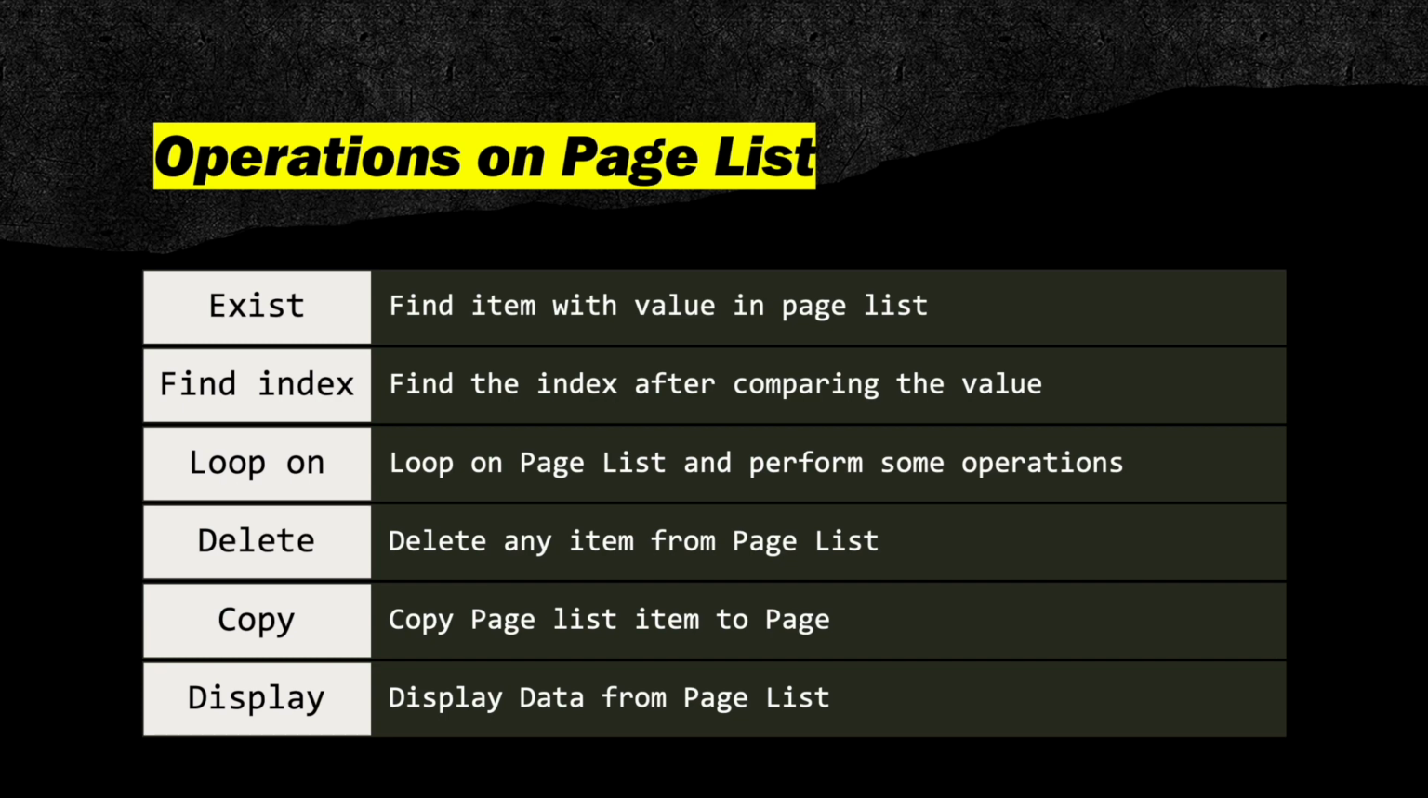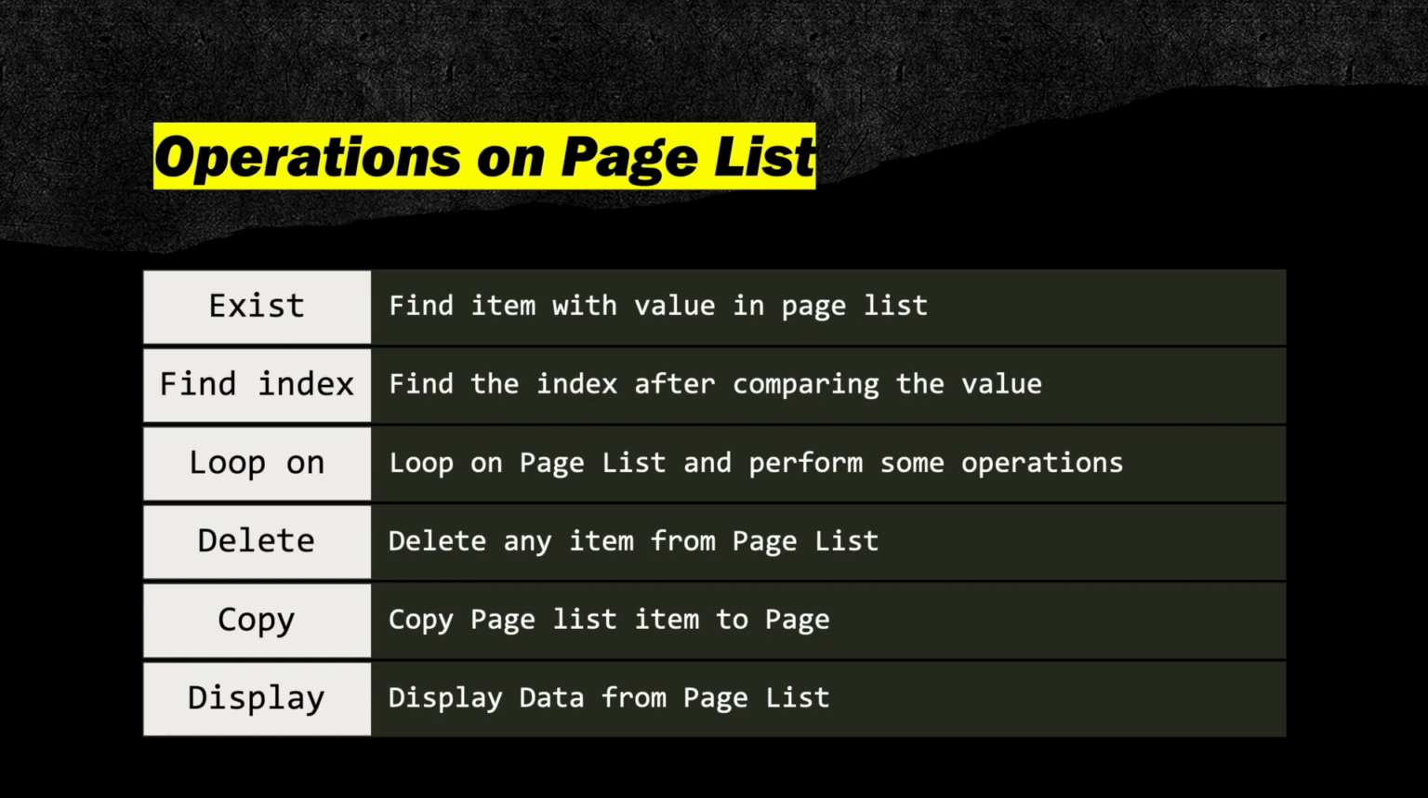Next is find index, which is very similar to exist. Exist returns a boolean value saying whether that employee ID is there or not, and find index will return the index at which it is there. Let's say your colleague is at the 7th index in that page list, it will return 7. But if he is not there at all, then the Pega function will return -1.